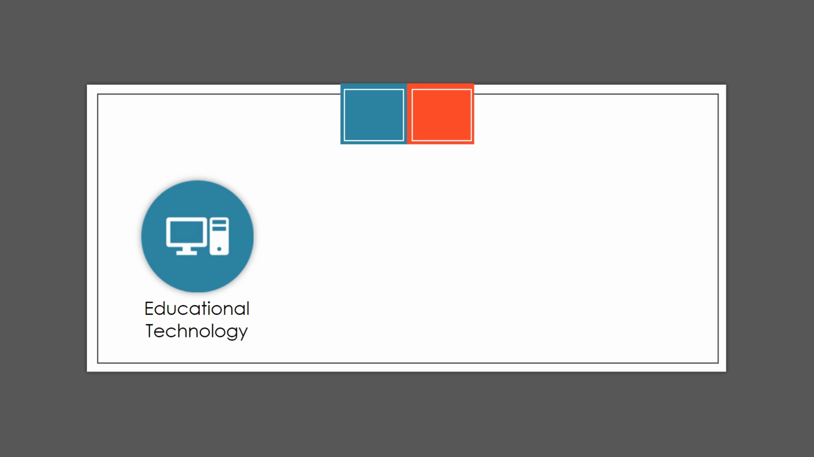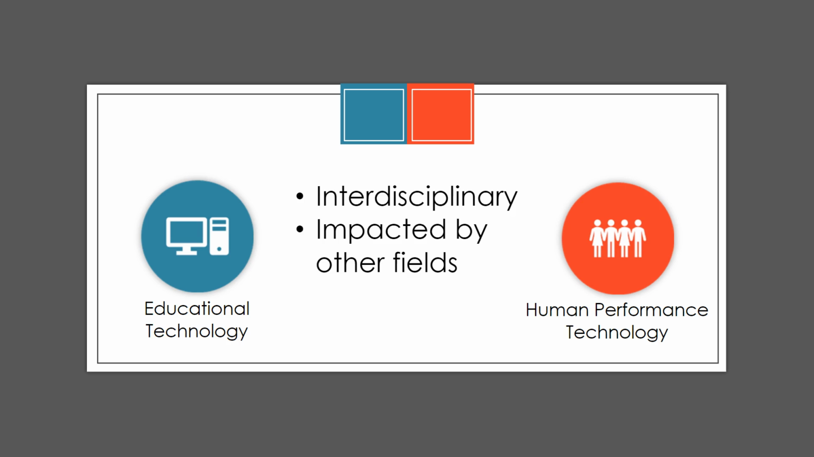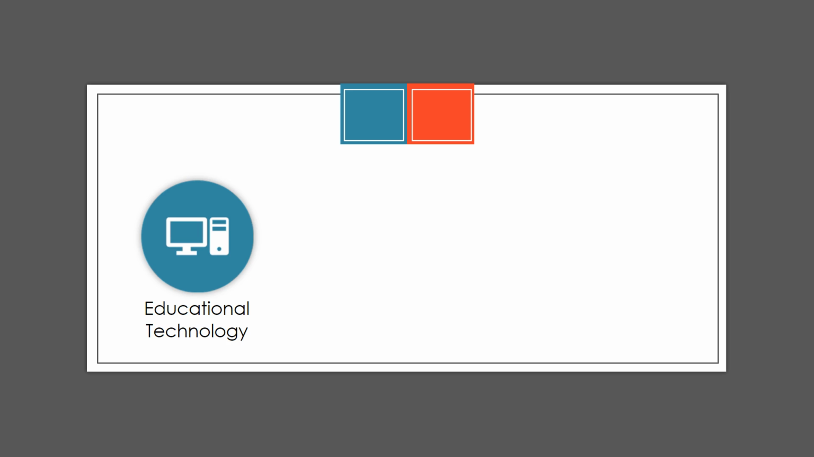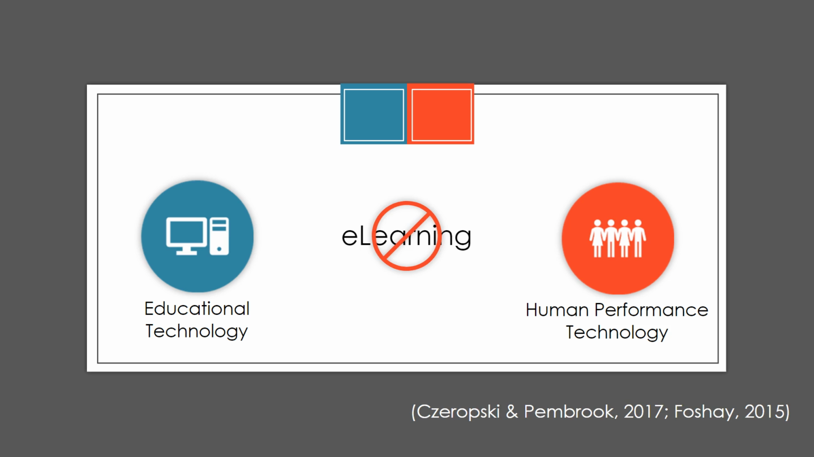Educational technology mirrors human performance technology in that it is considered an interdisciplinary field that is conversely impacted by abutting fields. Educational technology projects tend to default to the assumption that e-learning is the preferential choice. However, human performance technology, in conjunction with educational technology, exposes other solutions and reduces or eliminates the need for e-learning.